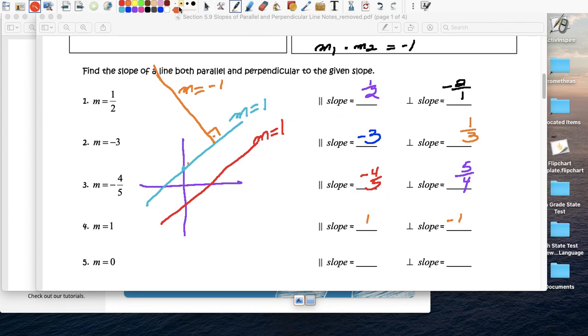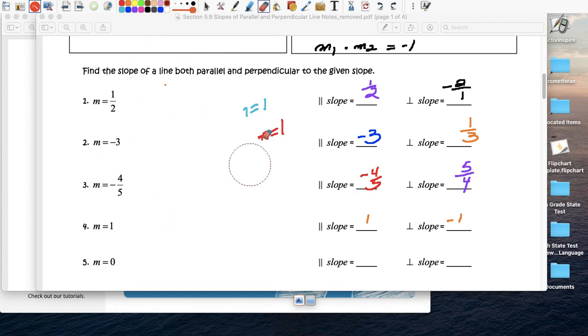Last one. Last one's a little bit different. So let's imagine a graph.